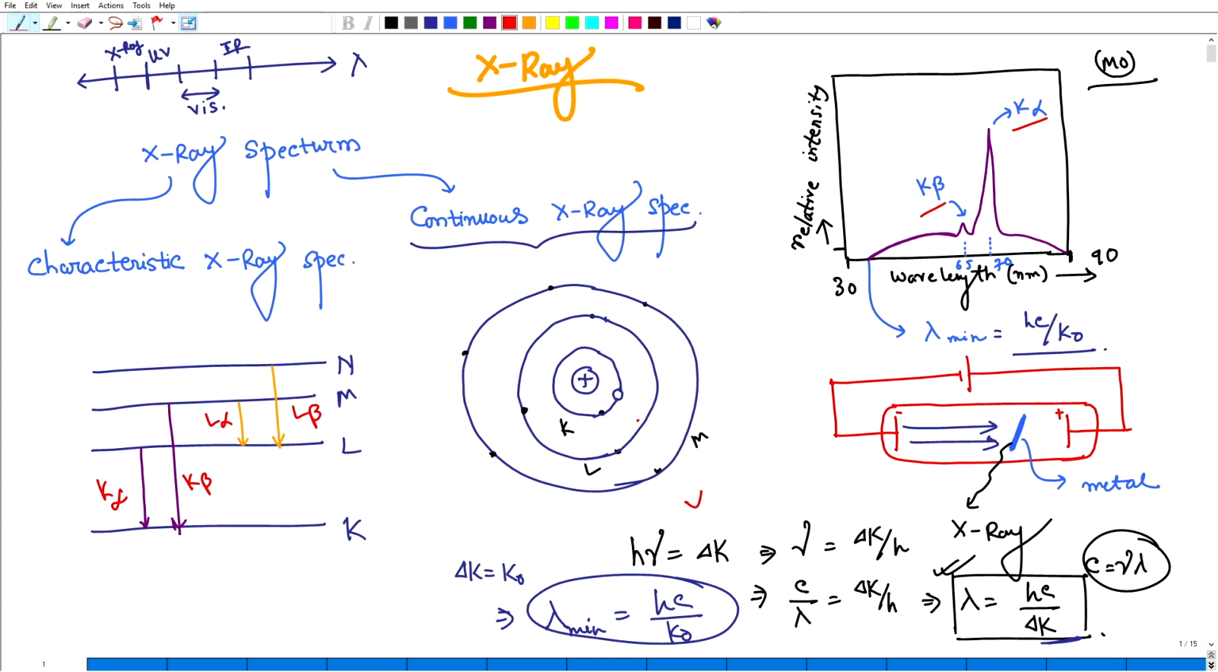So in this part, let me stop here. In the next part, we will carry forward from these characteristic X-ray spectra, and we will study Moseley's law, Moseley's experiment.